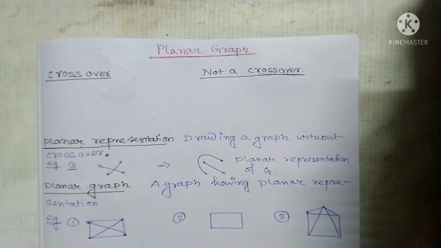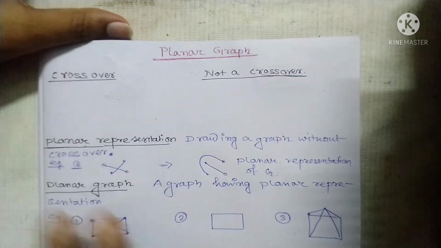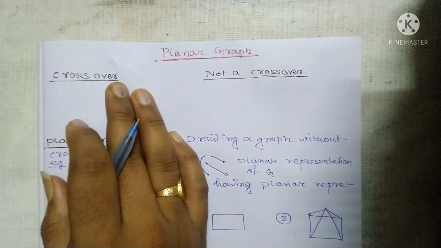But if you don't take it seriously, then you cannot get the easy marks. From this topic, getting marks is very easy. So let's begin. Before starting, what is a planar graph? We need to know some basic things. First of all, we need to know what is crossover.